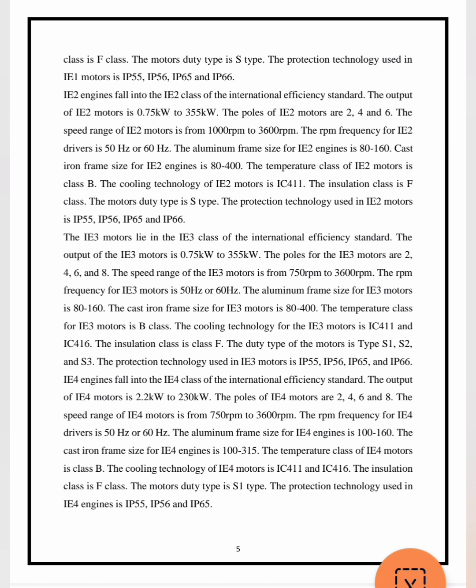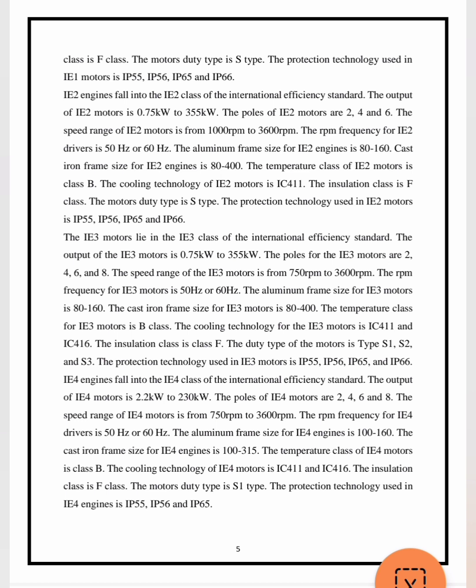As we have already discussed, the output of IE2 motor is 0.75 kilowatt to 355 kilowatt. It is the same as the IE5 motors. The number of poles here is less, just three: 2, 4 and 6, while in IE1 we have discussed 2, 4, 6, 8, 10 and even 12. The speed range of IE2 motor is from 1000 revolutions per minute to 3600 revolutions per minute. The frequency for IE2 motor is 50 Hz or 60 Hz.